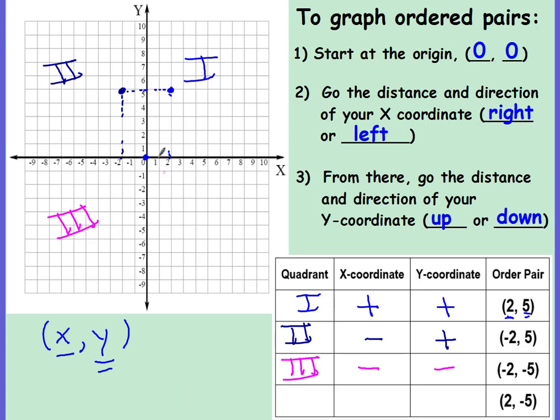So let's graph the ordered pair. Start at your origin. We're going to move left to negative 2 because that's your x-coordinate, and the y-coordinate is at negative 5. So we need to go down until we get to negative 5, and where the 2 intersect is where you plot your point.